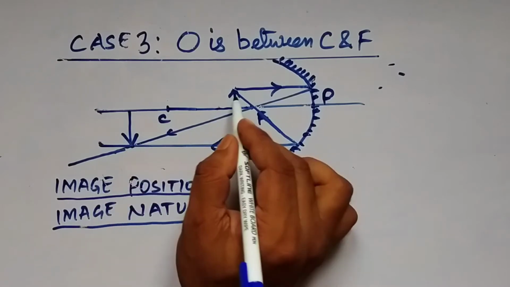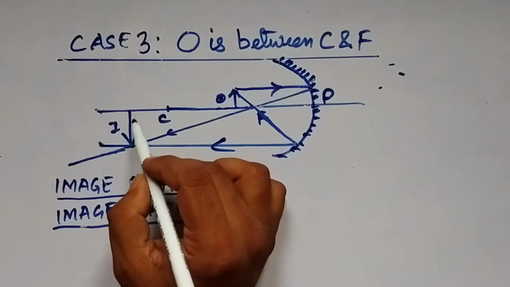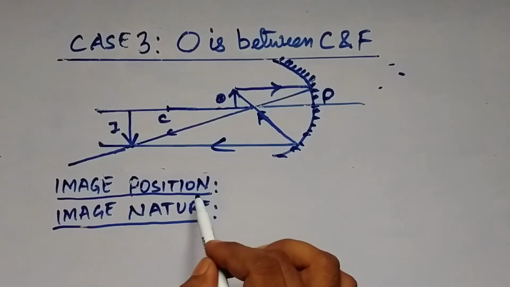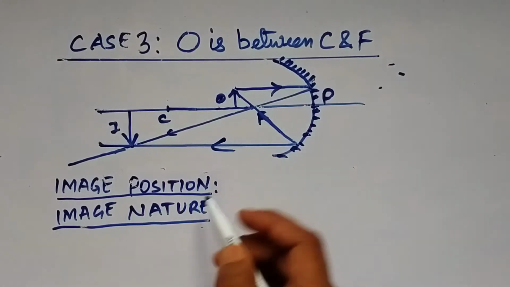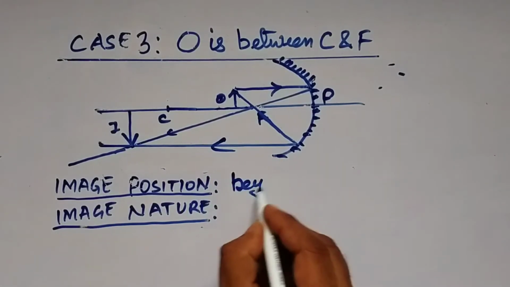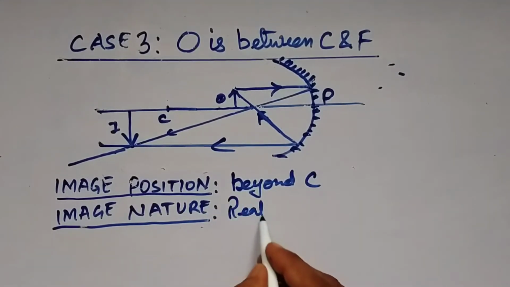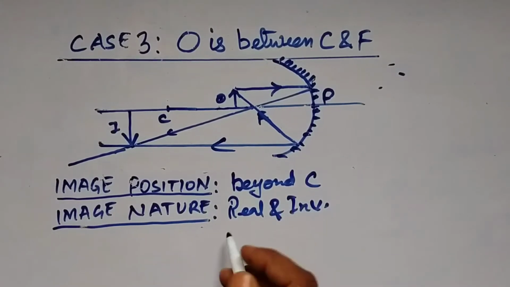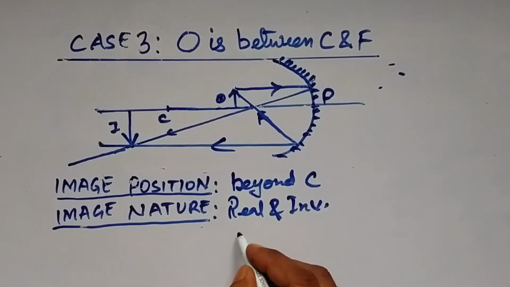Now you can see, compare, this is the object, this is the image, and it is formed in such a way that it is of larger size. So first of all, when the object is between center of curvature and focus, the image position will be beyond center of curvature. What kind of image will be formed? It will be a real and inverted image. The size will be greater, and the term which we use here is magnified.